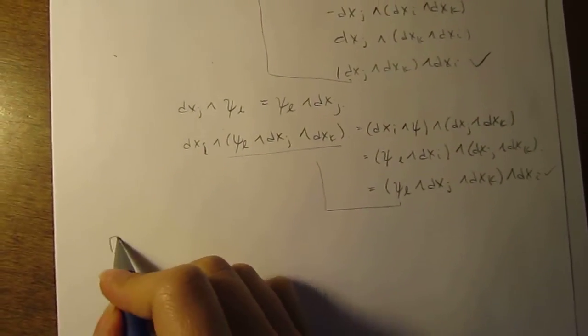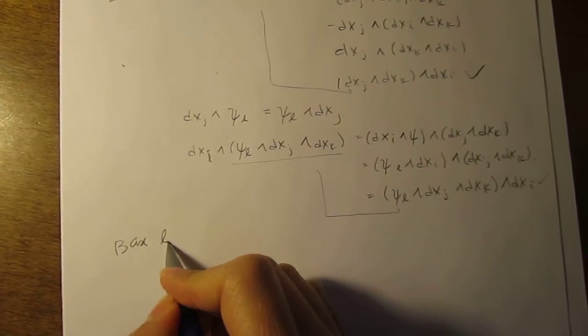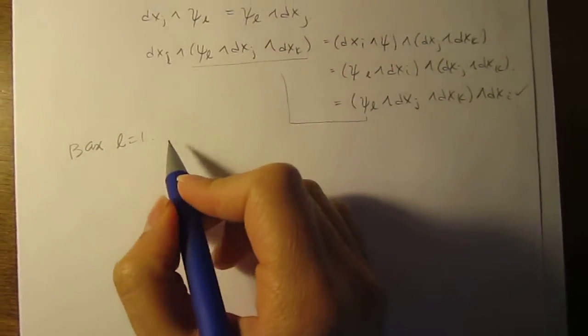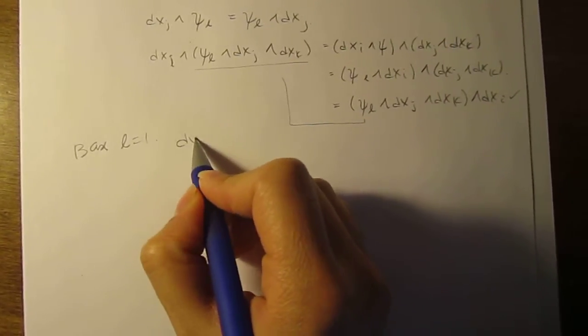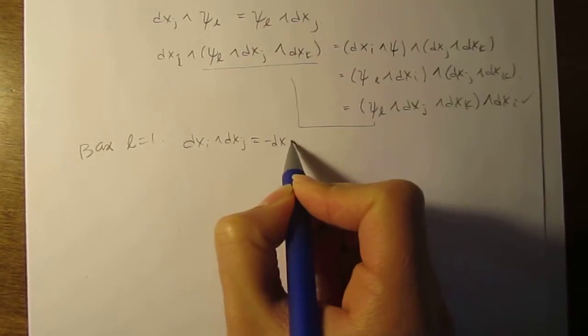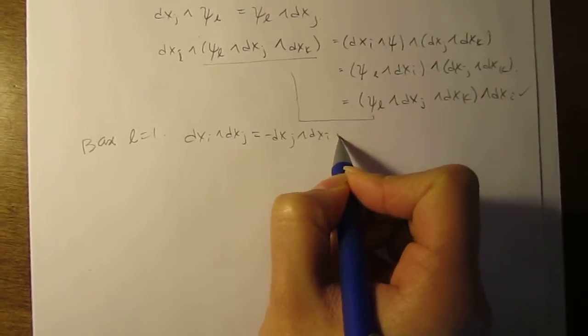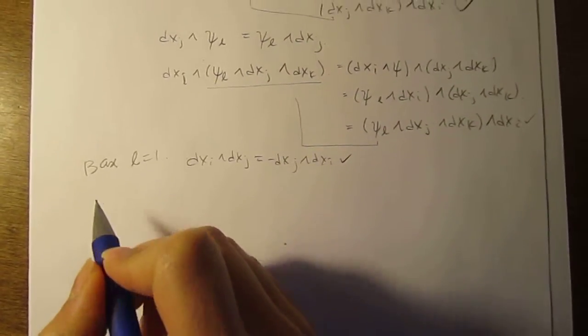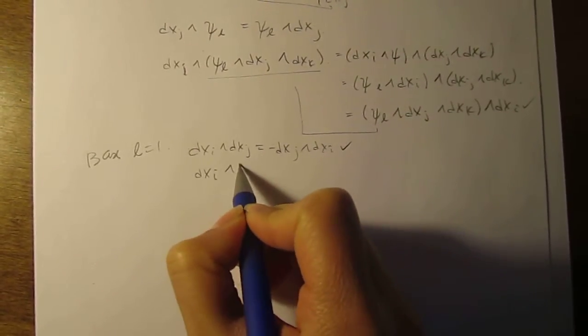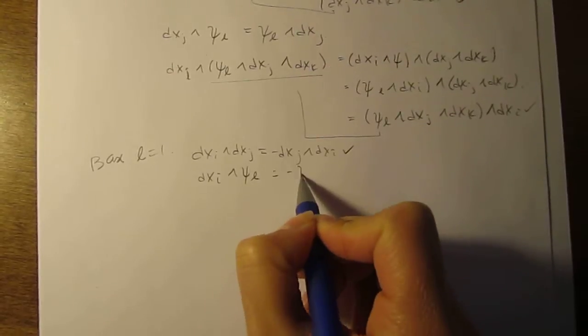Now we're going to prove it for the base case where L is equal to 1 and then prove it for odds in general. So the base case L equals 1, of course, is just this, which we were given. So yay! We're going to use our inductive hypothesis and hypothesize that if L is odd, we're going to get a negative.